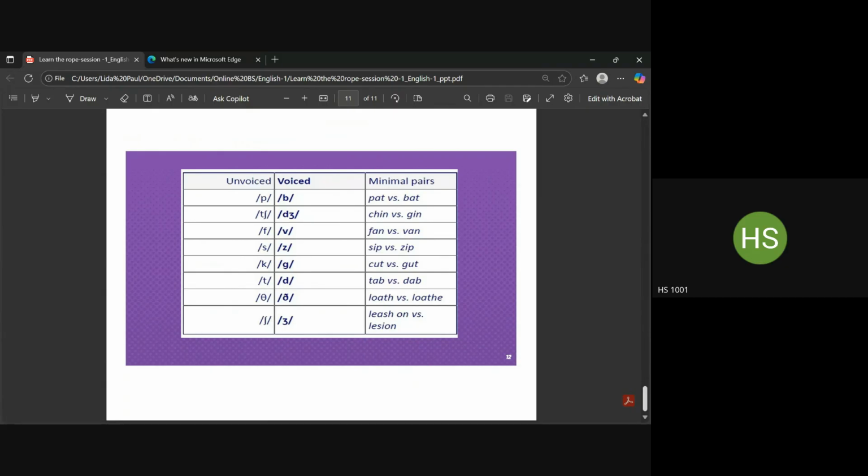So if you look at them closely, these are all those pairs, they all originate at the same place of articulation. P and B both originate, or their place of articulation, are the lips. Ch and J, the articulation is at the palate. F and V, it's the labiodental articulation. Sa, za, again, it is the alveolar articulation. Ka, ga, both of them, the articulation is at the velum.